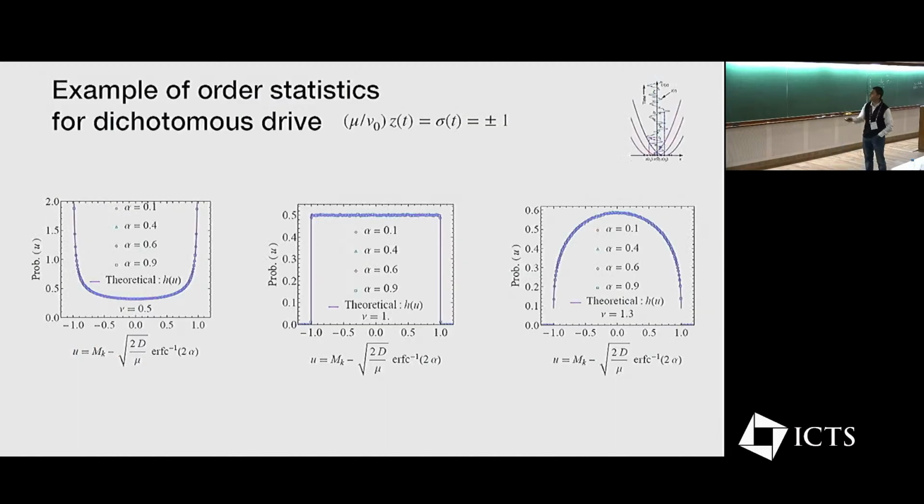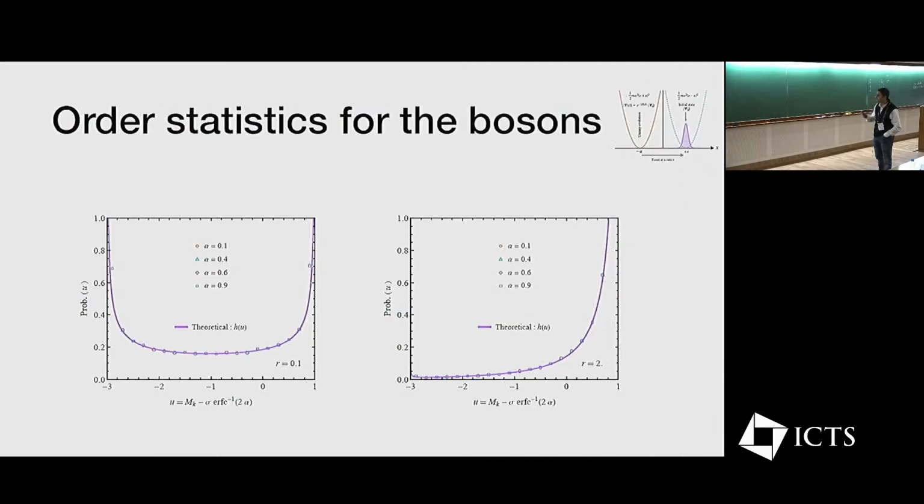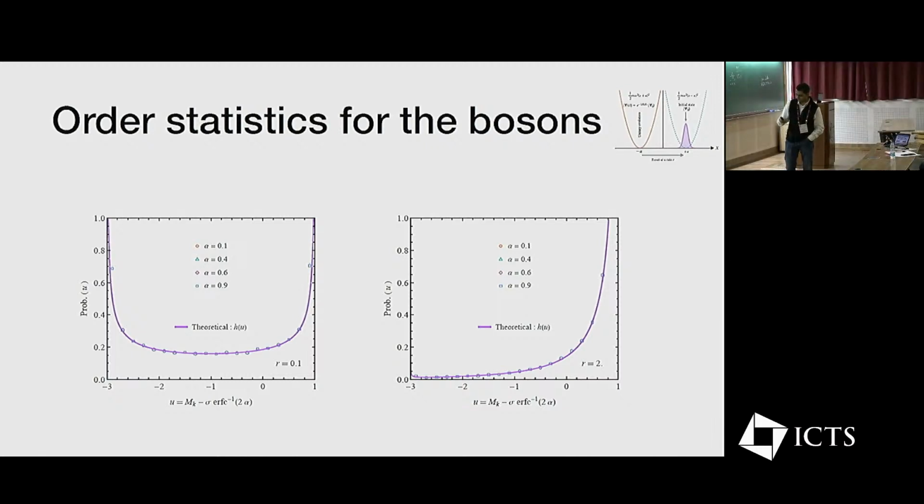This is again the dichotomous noise. You see that the order statistics for any k, when you scale it, all collapse. Different alpha means different k. So they all collapse nicely to these three curves in these three regimes of mu. Order statistics for bosons: again you see that it all collapses to a nice curve, and this is simulation versus theory.